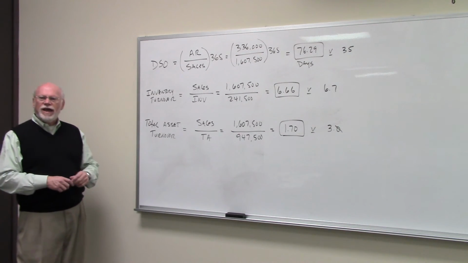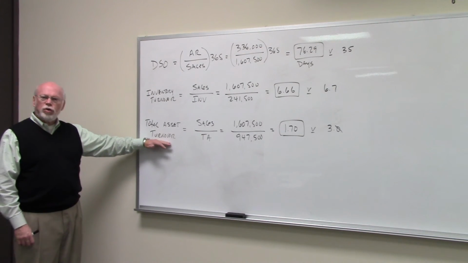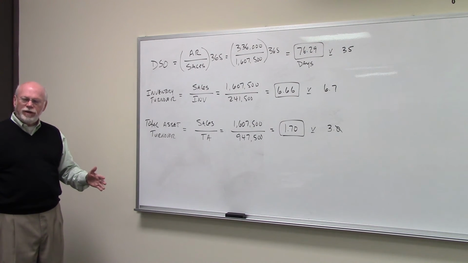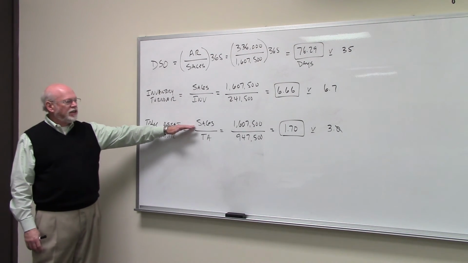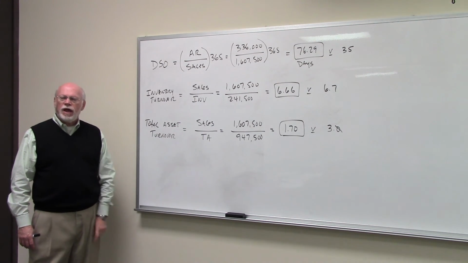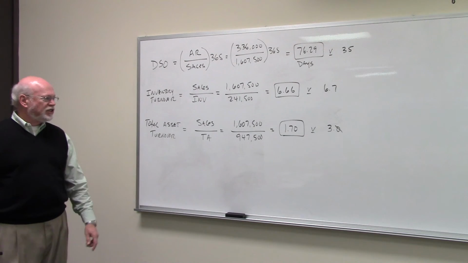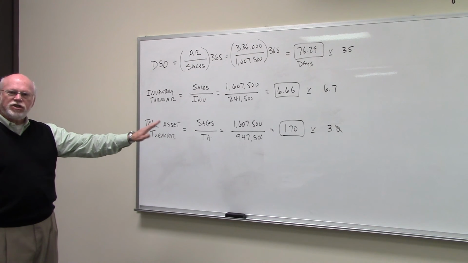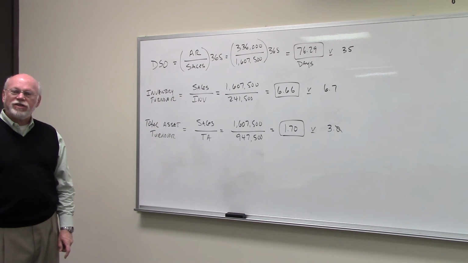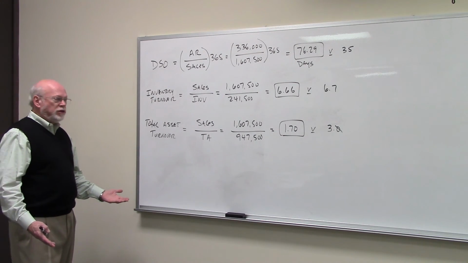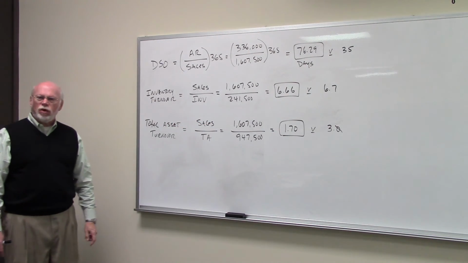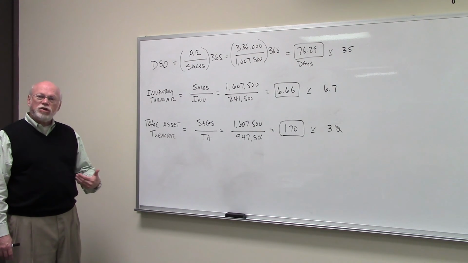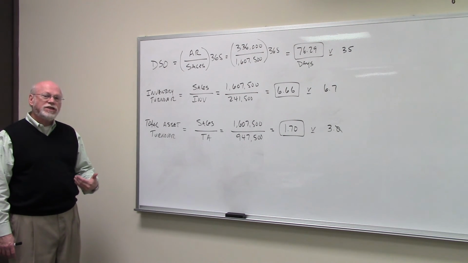Another common turnover ratio is called total asset turnover. This is a very broad measure of activity, but very common. It's defined as sales over total assets. Again, off the income statement, you'll find sales to be $1,607,500. You'll find on the balance sheet total assets of $947,500. Do the division, Berry Computing has a total asset turnover of 1.70. They're generating $1.70 in sales for every dollar invested in total assets.